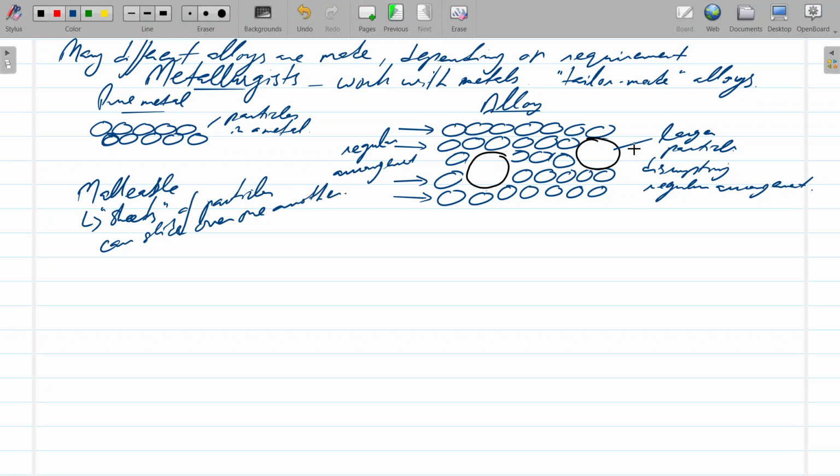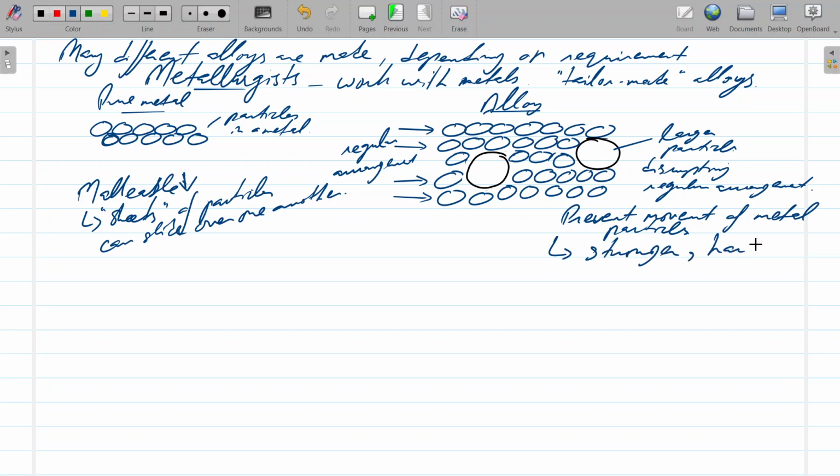But what happens because of this guy? The particles of the material that you added to make the alloy, they prevent the movement of the particles of the metal. And so you've reduced, if not completely taken away, the malleability, and that's what ends up making it stronger or harder, depending. Does that make sense? It is disrupting the regular arrangement of the metal. Yes.